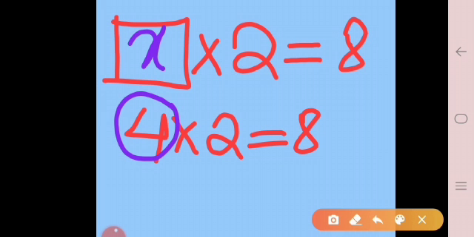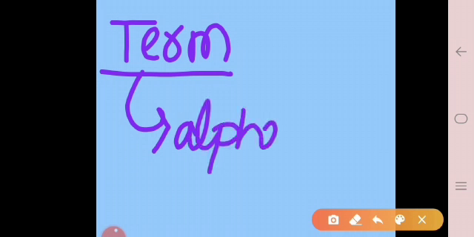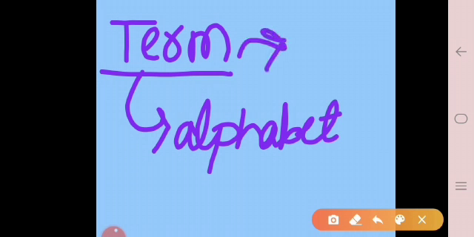So let's move on to different terminologies to look at what algebra is composed of. What basically is there in algebra? So first thing we'll be looking at is term. The first thing we have to look at is term. What is a term? A term is made up of 2 things. One is the alphabet, and the other is the number.